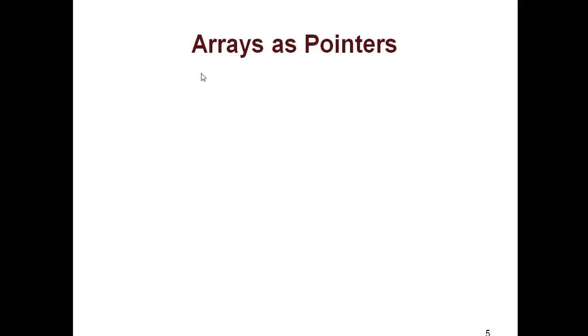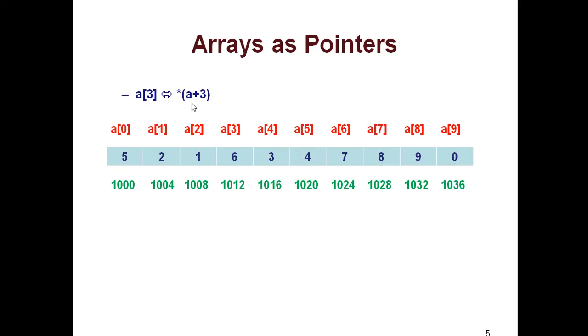Using the same expression, we have a of 3. When I say a of 3, I know that a of 3 is nothing but the value at the third location of array A, that is nothing but 6. Now this expression is equivalent to star of a plus 3, star of a plus 3 in parentheses. Now let us see how.